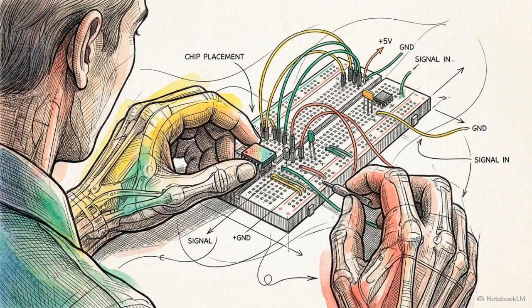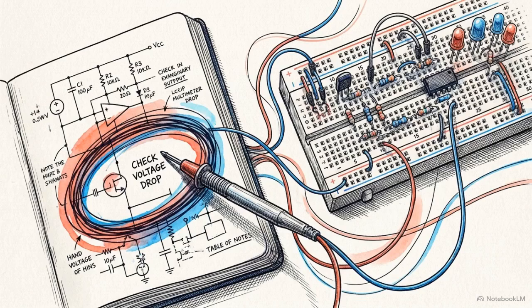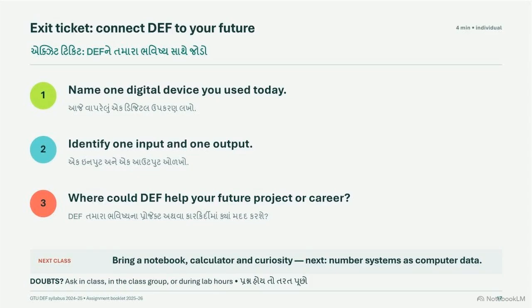If a circuit fails to turn on, you have simply gathered new data. Debugging that failure is the process through which you actually learn. This exit ticket slide leaves you with a challenge. Identify one digital device you use today and map out its primary input and output. If you have any questions, ask them immediately.